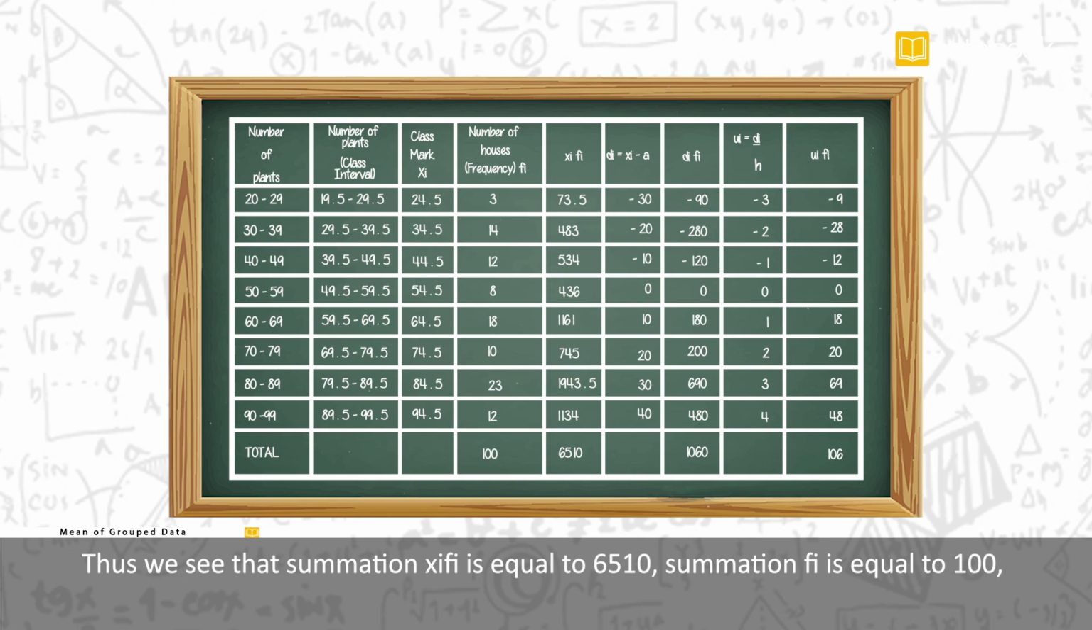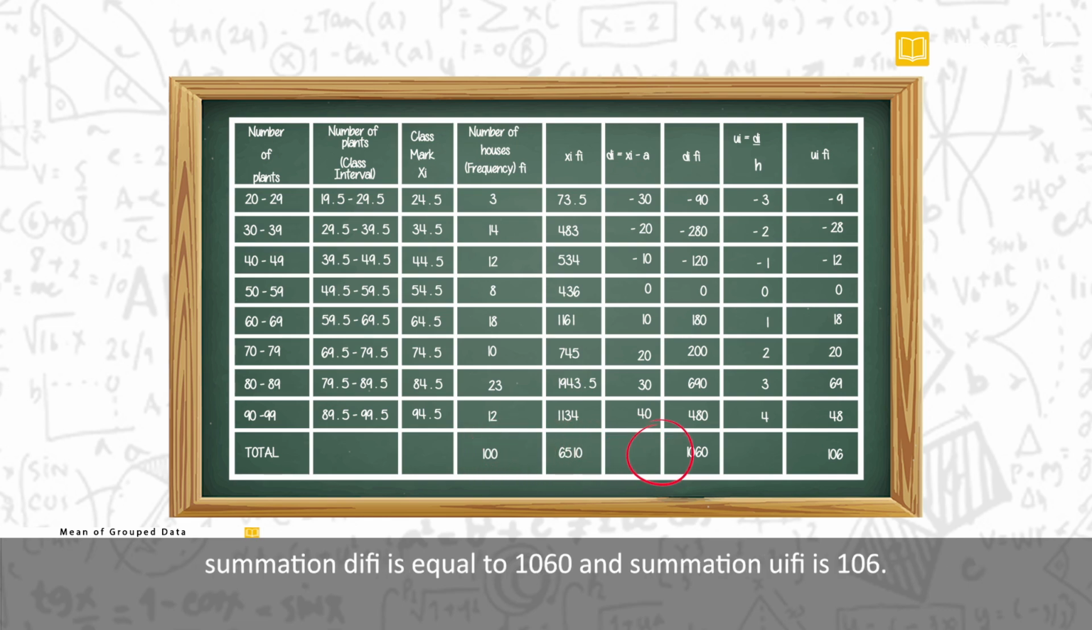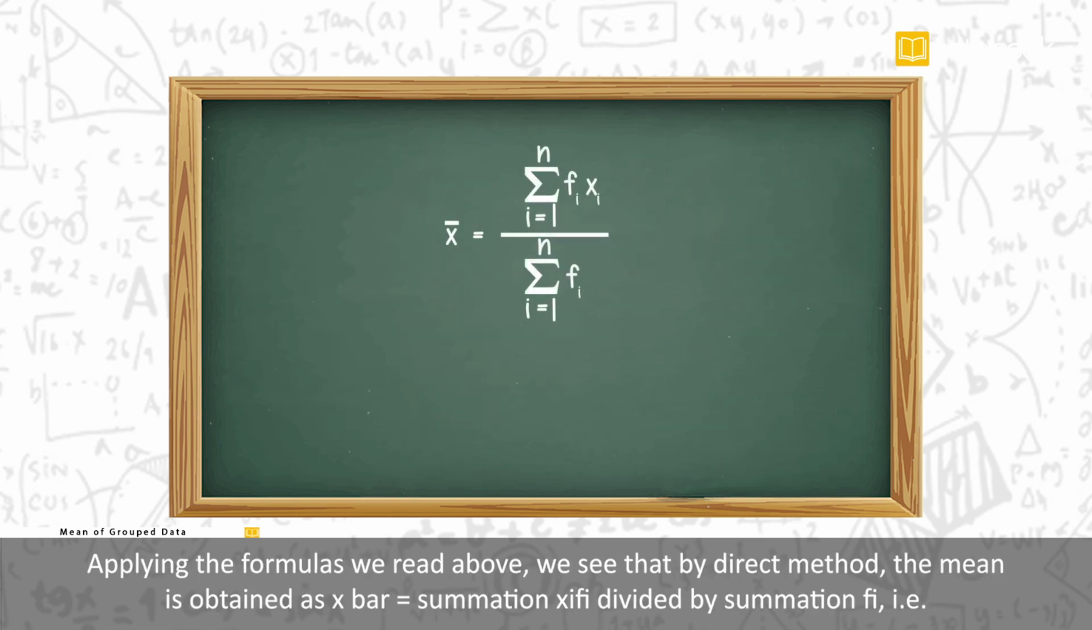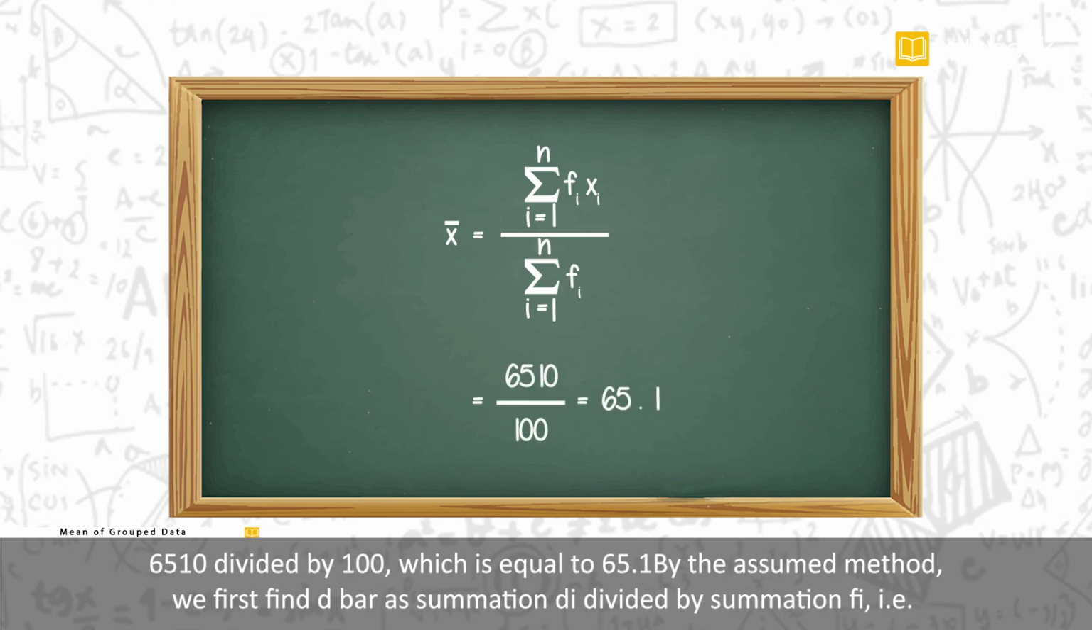Thus we see that summation Xi Fi is equal to 6,510. Summation Fi is equal to 100. Summation Di Fi is equal to 1060. And summation Ui Fi is 106. Applying the formulas we read above, by the direct method, the mean is obtained as X bar equals summation Xi Fi divided by summation Fi, that is 6,510 divided by 100, which is equal to 65.1.